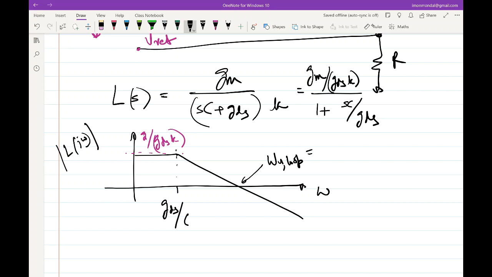No, it won't be GDS by C. It will be the same good old thing, right? GM over KC. Again, if you assume you have hit the pole and you do a Bode approximation, it means that the AC term dominates.